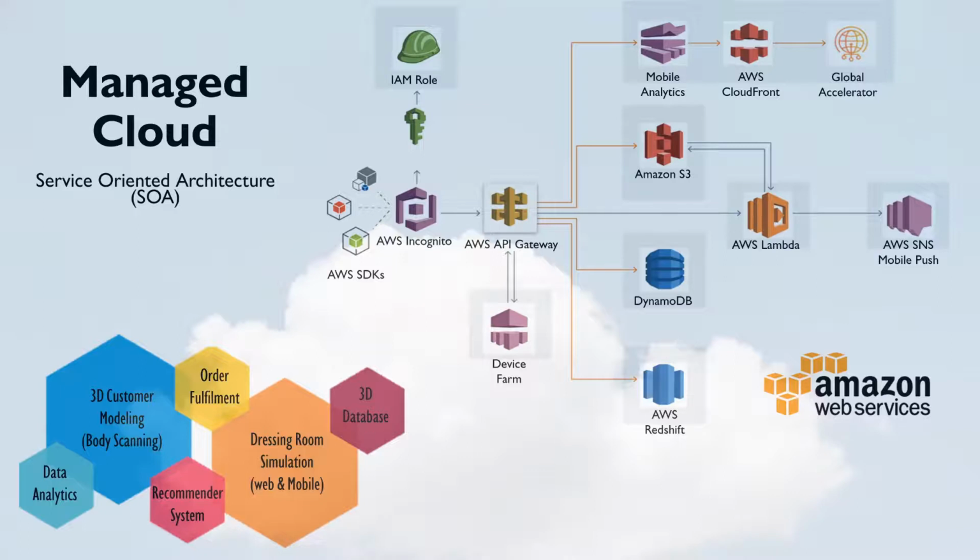You have a 3D database need. 3D databases are objects. They give you Amazon S3 and DynamoDB. You need recommender system. You have Amazon Redshift. You need the 3D customer modeling. You have AWS Lambda. You need a global presence. You get your global accelerator and CloudFront. So it's not as easy as a Lego to just really mix and match, but it's much easier than setting up IT infrastructure the way you decided to do at the beginning.